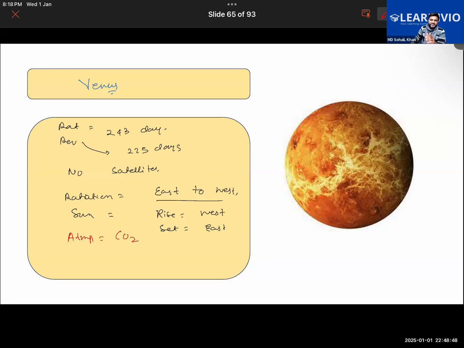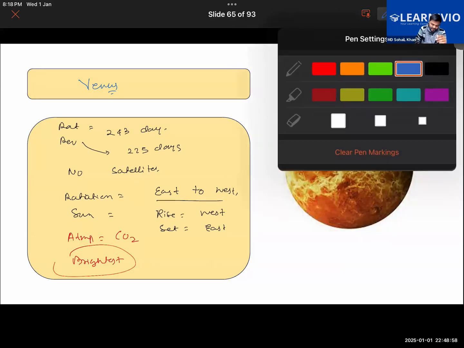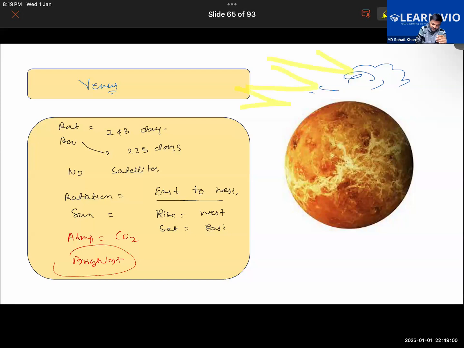Out of all the planets, which one is the brightest planet? Venus. Why is it happening? Because the cloudy atmosphere reflects the rays of light that fall on it. Hence, it is very bright.